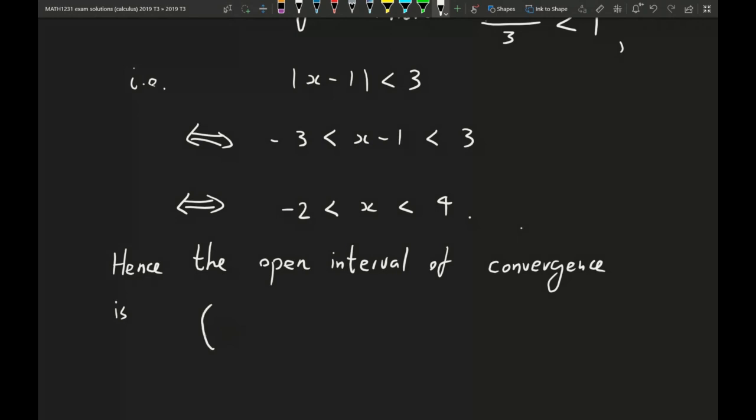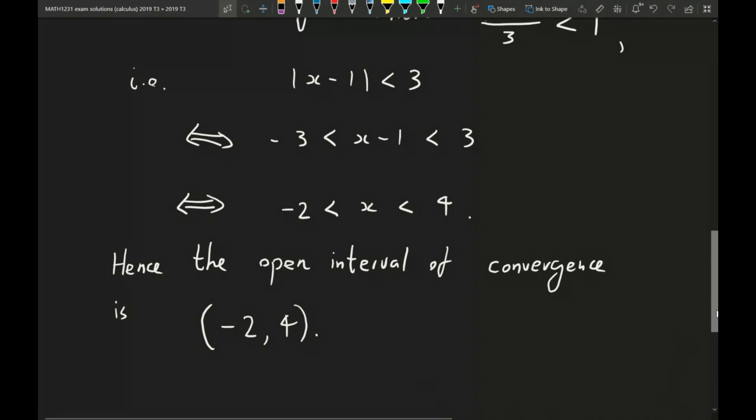So the open interval of convergence is minus 2 up to 4 with round brackets because we are talking about an open interval here. Now for this course you don't need to look at the endpoints, although if you do look at the endpoints here, the behavior is kind of obvious because you'll find that the terms don't actually go to 0. The terms don't get smaller.